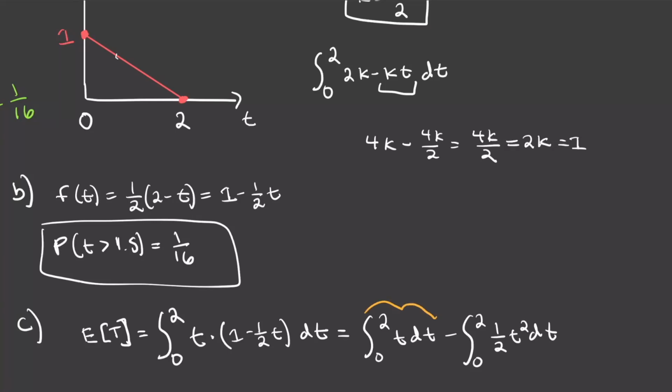Now the antiderivative of t is just going to be t squared divided by 2. We're going to evaluate that from 2 to 0. When we do so, we're just going to get 4 on 2, which is equal to 2. So that integral is equal to 2.